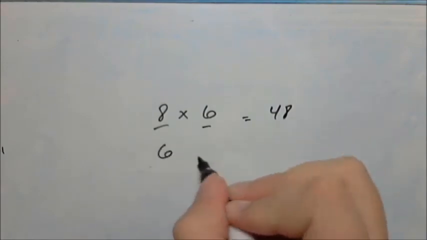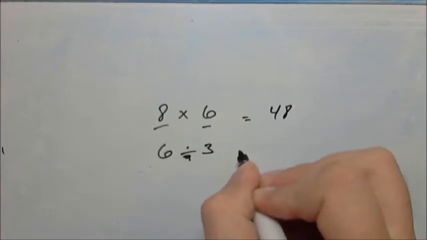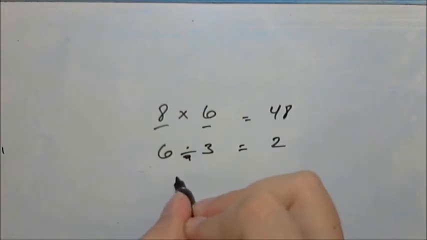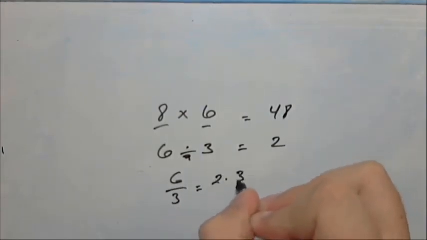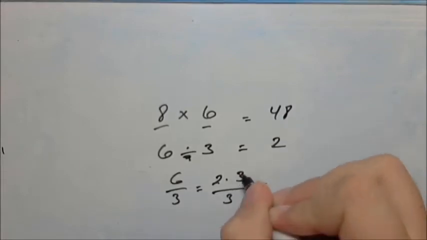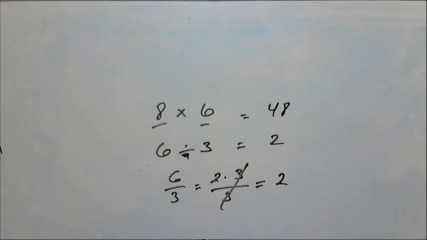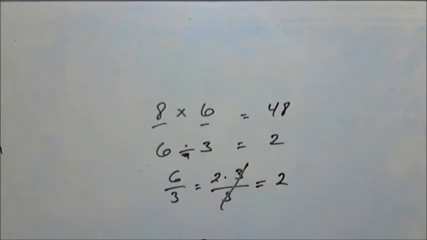So if we have 6 divided by 3, well, we know that's 2, so we can do that in our head. Otherwise we can do 6 divided by 3 equals 2 times 3 divided by 3. Cross out the 3's, and we're left with 2. Yes, we got rid of factors when we divide. We combine factors when we multiply.